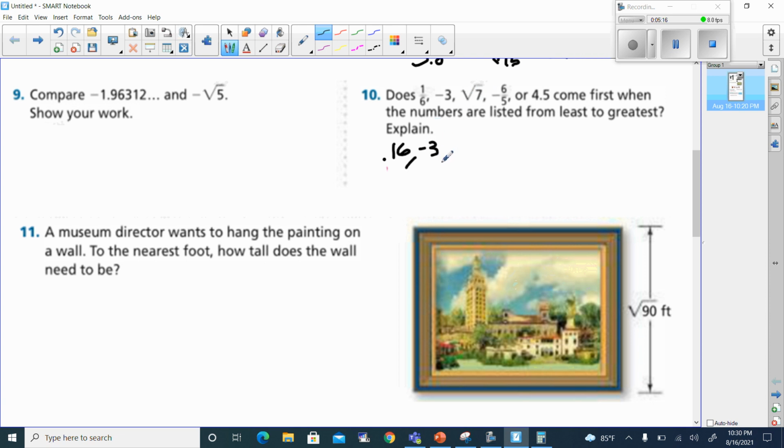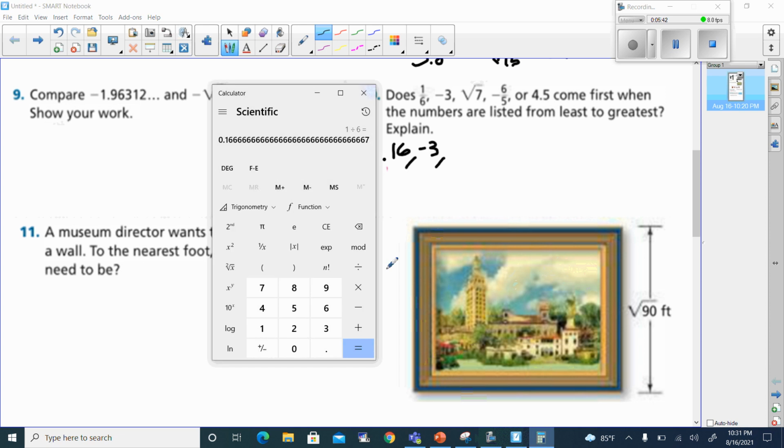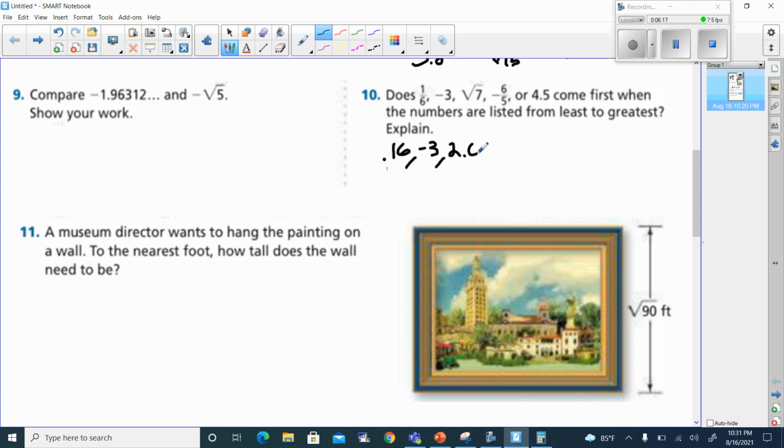Next is the square root of 7. I know the square root of 7 has to be somewhere between the square root of 4, which is 2, and the square root of 9, which is 3. So I'm going to say the square root of 7 is going to be somewhere in between 2 and 3. And if I use my calculator, I can put in the square root of 7. I'm looking for the function here. I think it's going to be about 2.64 or something, all right?